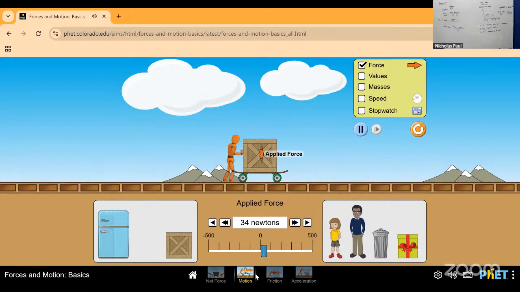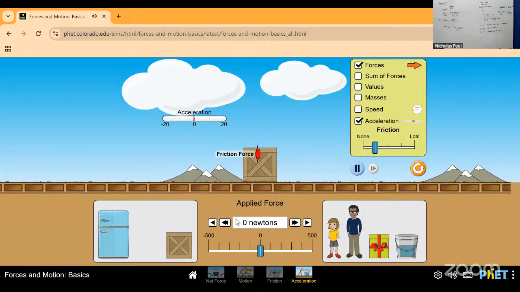Newton's third law on this one. Let's change the simulation. Newton's third law is the easiest, but you won't see it here.